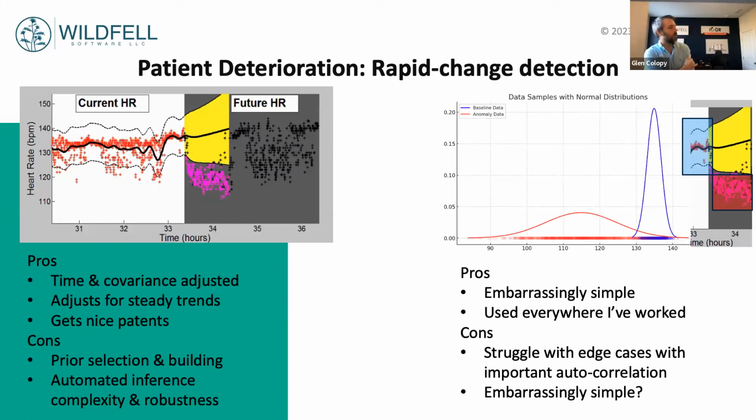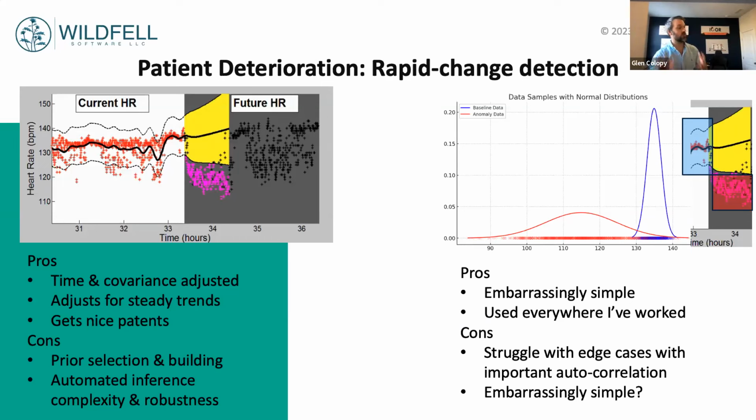So, not always, there are a lot of pros to this system right here. For example, that it is time and covariate adjusted. So effectively the Gaussian distribution at this point is different from this one. Each individual data point has its own specific Gaussian distribution to which it's compared for anomaly. And if there's a nice steady trend that the Gaussian process has learned, it's adjusting for those things. As I said before, it gets a patent that pays well.